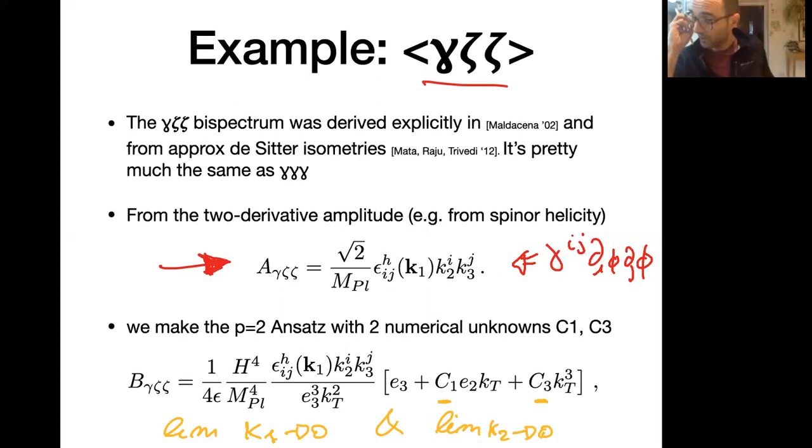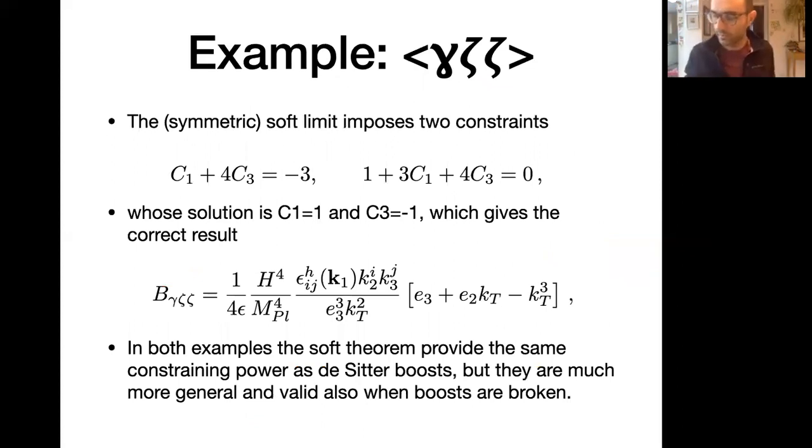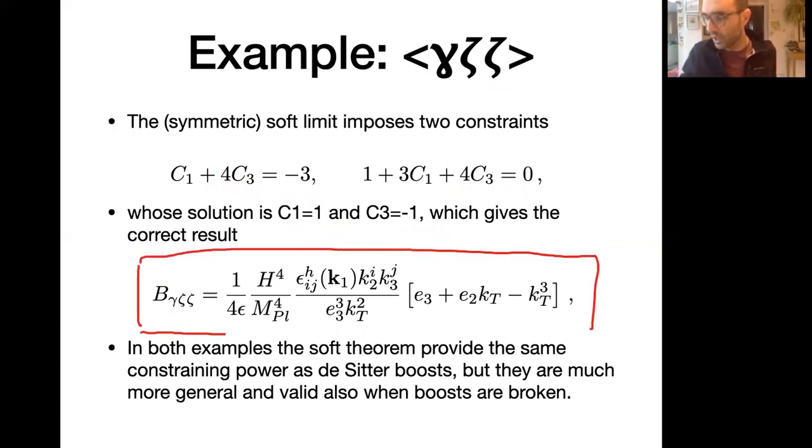It turns out that the soft scalar limit doesn't tell you anything, but the soft graviton limit gives you two equations, which are the same as before. It's trivial to solve them. The solution is C1 equals 1 and C3 equals minus 1. And this is, again, the result that Maldacena got doing the explicit calculation. But again, it took us just half a page.